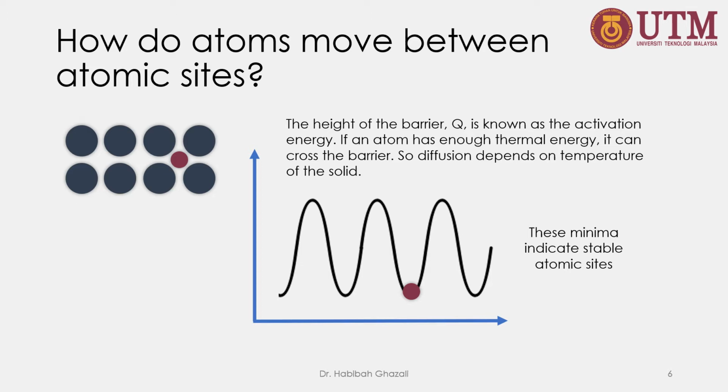If an atom has enough thermal energy, it can cross the barrier. So diffusion depends on the temperature of the solid, because we know that to increase the thermal energy of the atoms, we need to increase the temperature. We see now that how often diffusion happens in a solid depends on the temperature of the solid. At high temperature, it is more likely for an atom to gain enough energy to move from one side to the other side.